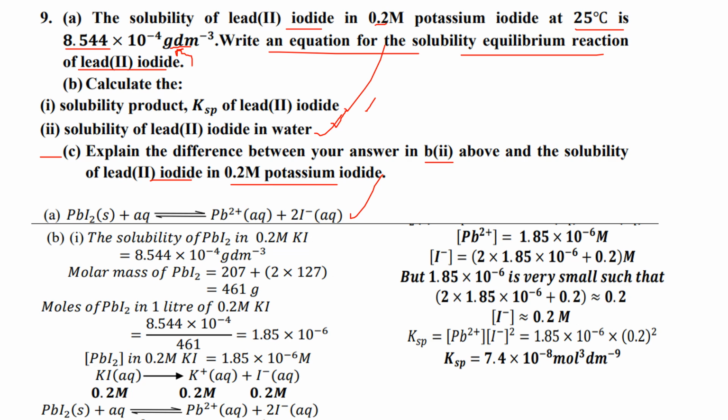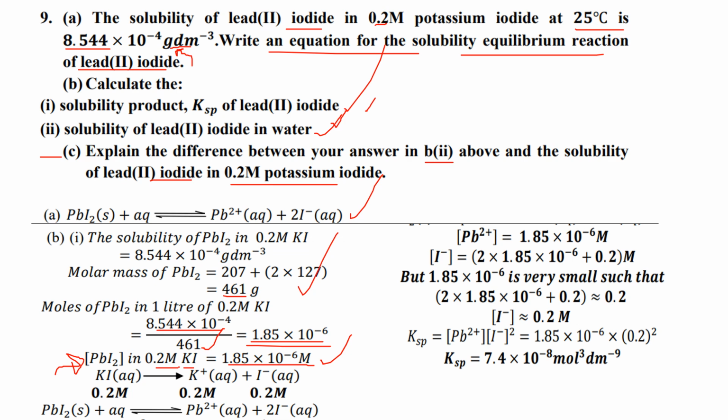And for part B, we first start by converting the given mass into moles per liter by getting the RFM of lead iodide. After getting the RFM or molar mass of lead iodide, we divide the given mass, which was 8.54 × 10^-4, by 461, ending up with 1.85 × 10^-6. Now the molar concentration of lead iodide in 0.2 molar potassium iodide is going to be the one that you have converted, from grams per decimeter cubed into moles per decimeter cubed.